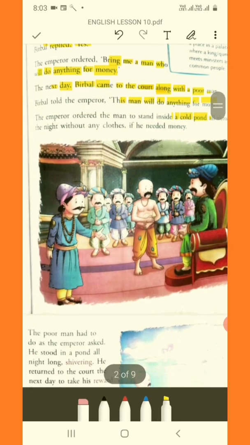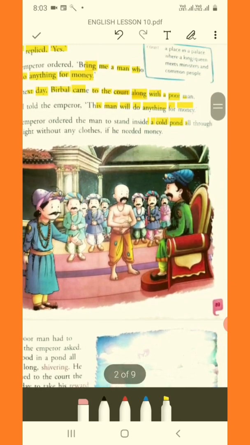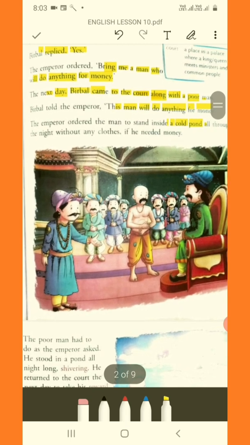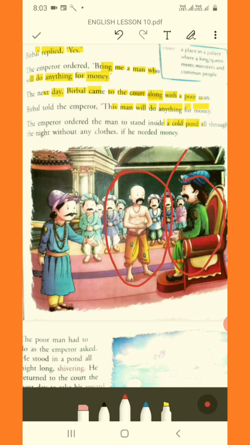The emperor ordered the man to stand inside a cold pond all through the night without any clothes if he needed money. So the emperor ordered the poor man, if you want money, you have to stay in a pond without wearing any warm clothes through the night. And if you can do that, I'll pay you money, is what the emperor told this poor man when he was brought to the court by Birbal the next morning.